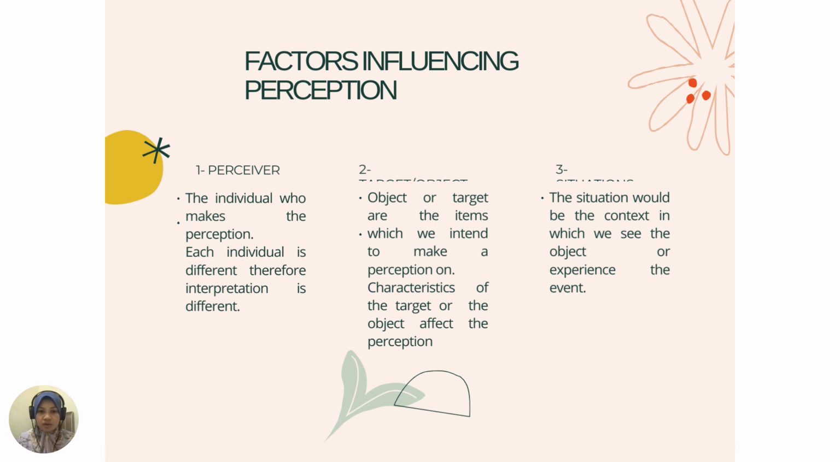Number 2 is the target or object. The object or target is the item which we intend to make a perception on. Characteristics of the target or the object affect the perception.